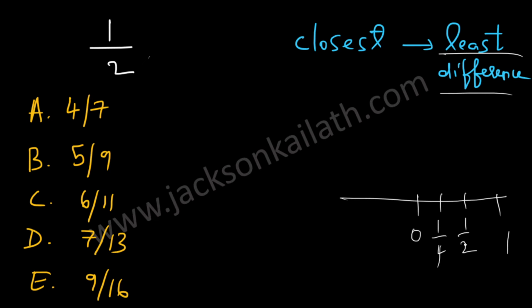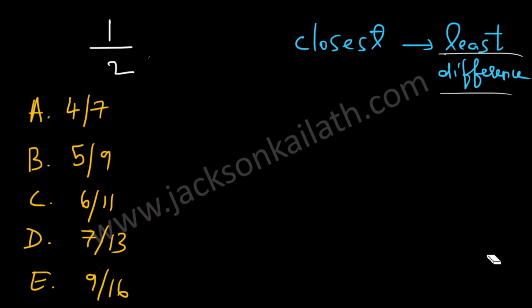Now you can see that 1 by 4 is closer to 1 by 2 because the difference over here is only 1 by 4, but the difference between these two is 1 by 2, right? So we need to find out which among these 5 has the least distance from 1 by 2. And remember, it can be on either side. That does not matter. Now let's go ahead and do that.